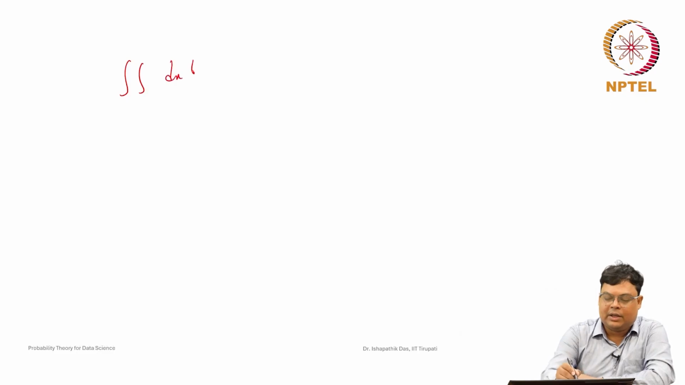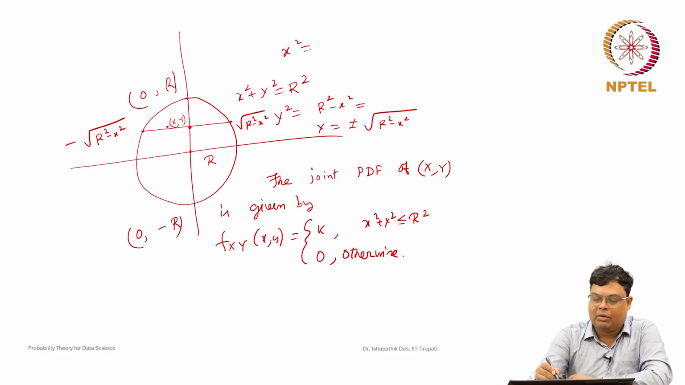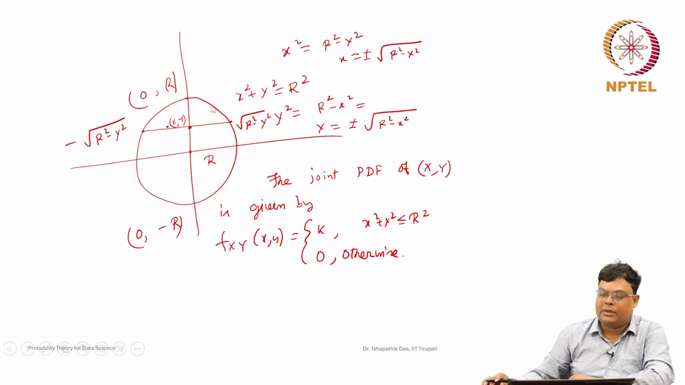Suppose you want to do the integration dx dy. Now we are finding the limit of x; we just do the opposite of what we did for the y limit. So x square will be r square minus y square, so x will be plus minus root over r square minus y square, for a given y value.